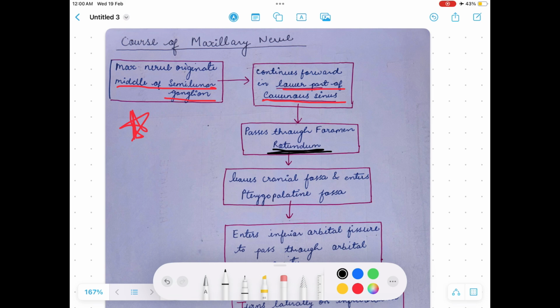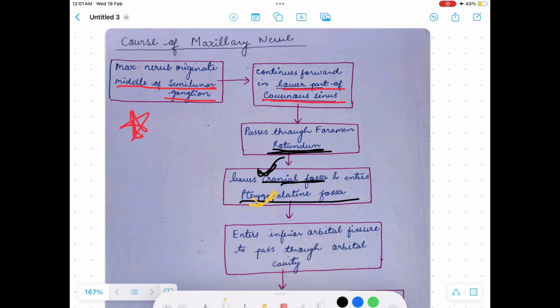After passing through foramen rotundum, it leaves the cranial fossa and enters the pterygopalatine fossa. Which fossa does it leave? It leaves the cranial fossa and enters the pterygopalatine fossa.